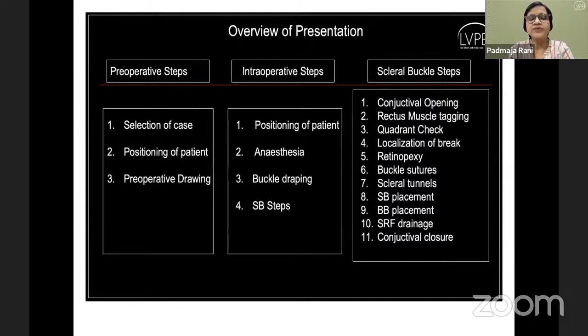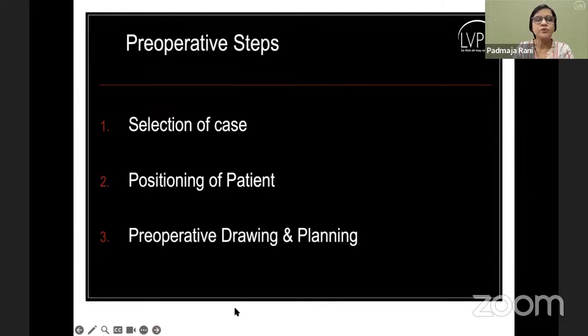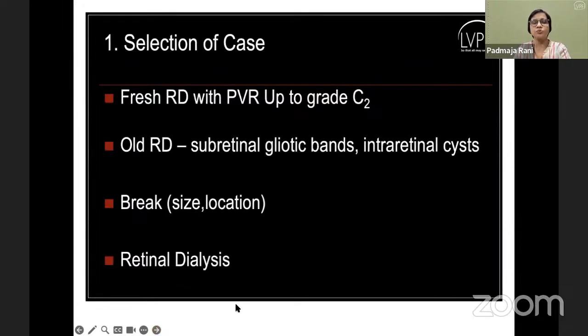So preoperatively, the selection of the case is very important, and we'll go one by one into the steps. Preoperative selection of the case is the most important, and positioning of the patient for the buckling surgery is again another important consideration one should keep in mind. Preoperative drawing and planning is equal to almost 50% of your surgery. So your preoperative planning for surgery is the most important.